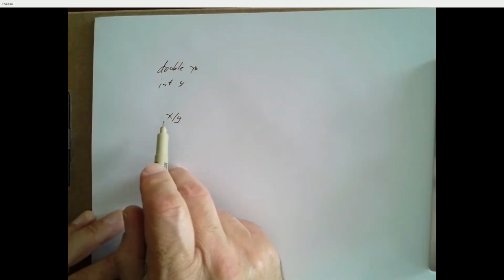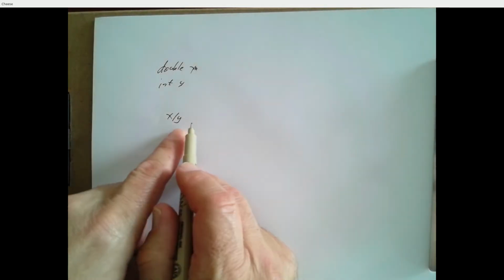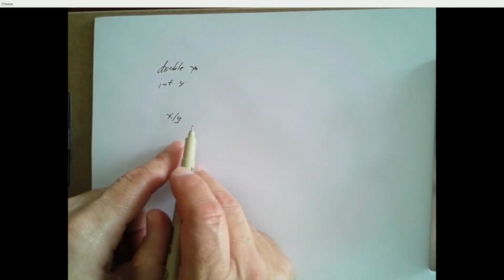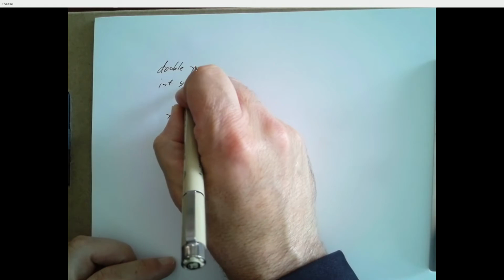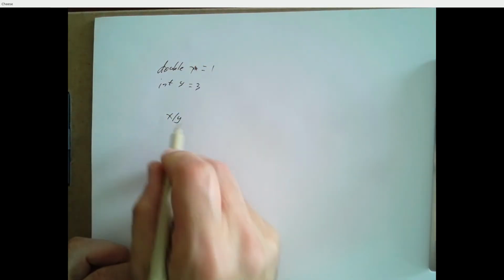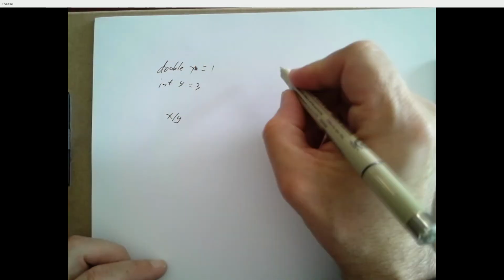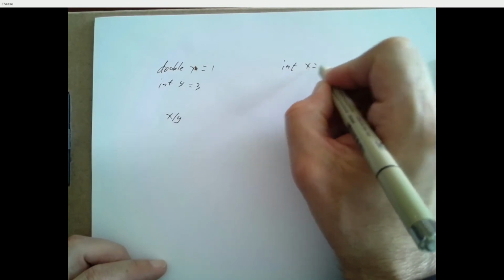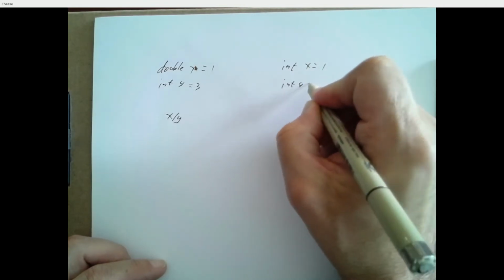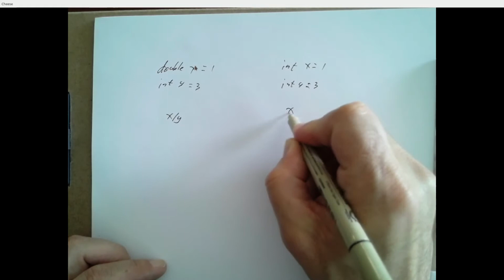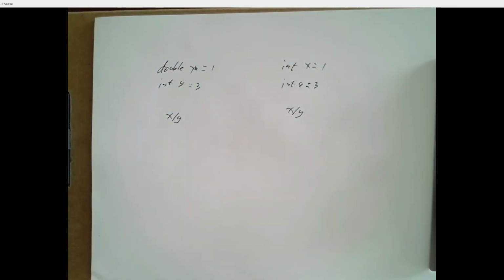So if you have a double and you're dividing by an integer, it will convert this y to a double, and then do double divided by double, right? So if double x was equal to 1 and integer y was equal to 3, this will be equal to 0.33333. But if you did integer x equals 1, integer y equals 3, and you do x over y, that's an integer over an integer. It considers that valid. It'll give you a 0. It'll give you an integer result.